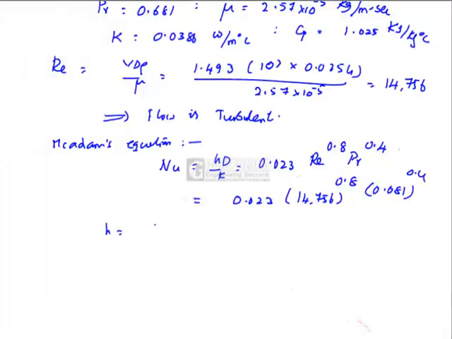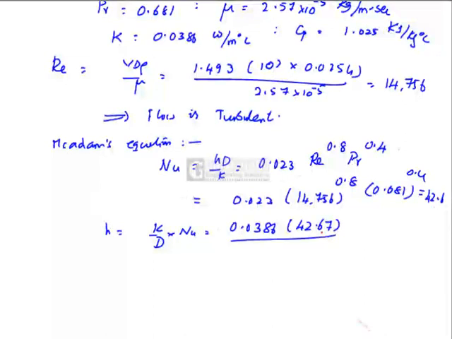Therefore, h is equal to K by D into Nusselt number. K is 0.0386, 42.67 is the Nusselt number, divided by diameter 0.0254 meters. It comes to 64.85 watts per meter square Kelvin. That is the forced convection coefficient with air.